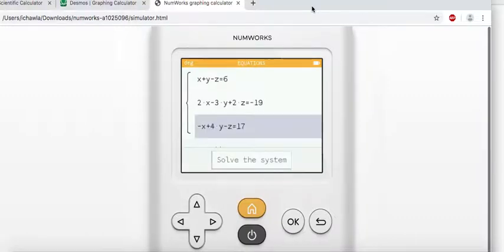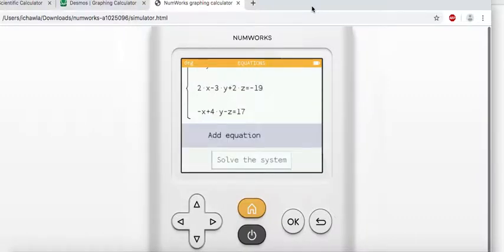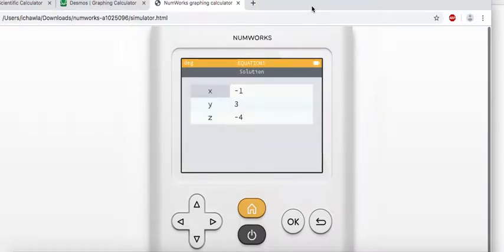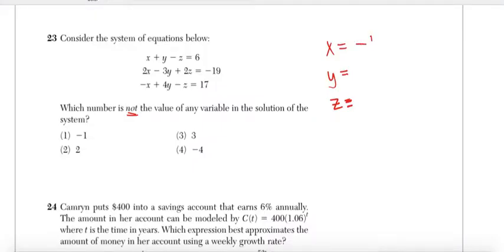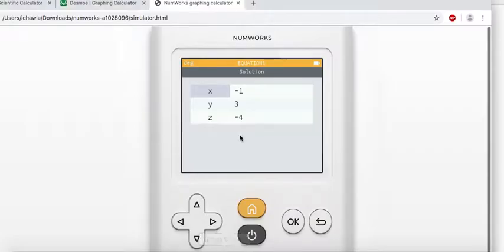I hit enter again. Now it has a system. The calculator recognizes it's a system. I'm not going to add another equation. I scroll down, hit solve the system, and I get the 3 values. x equals negative 1, y equals 3, z equals negative 4. So x equals negative 1. That's right here. y equals 3.